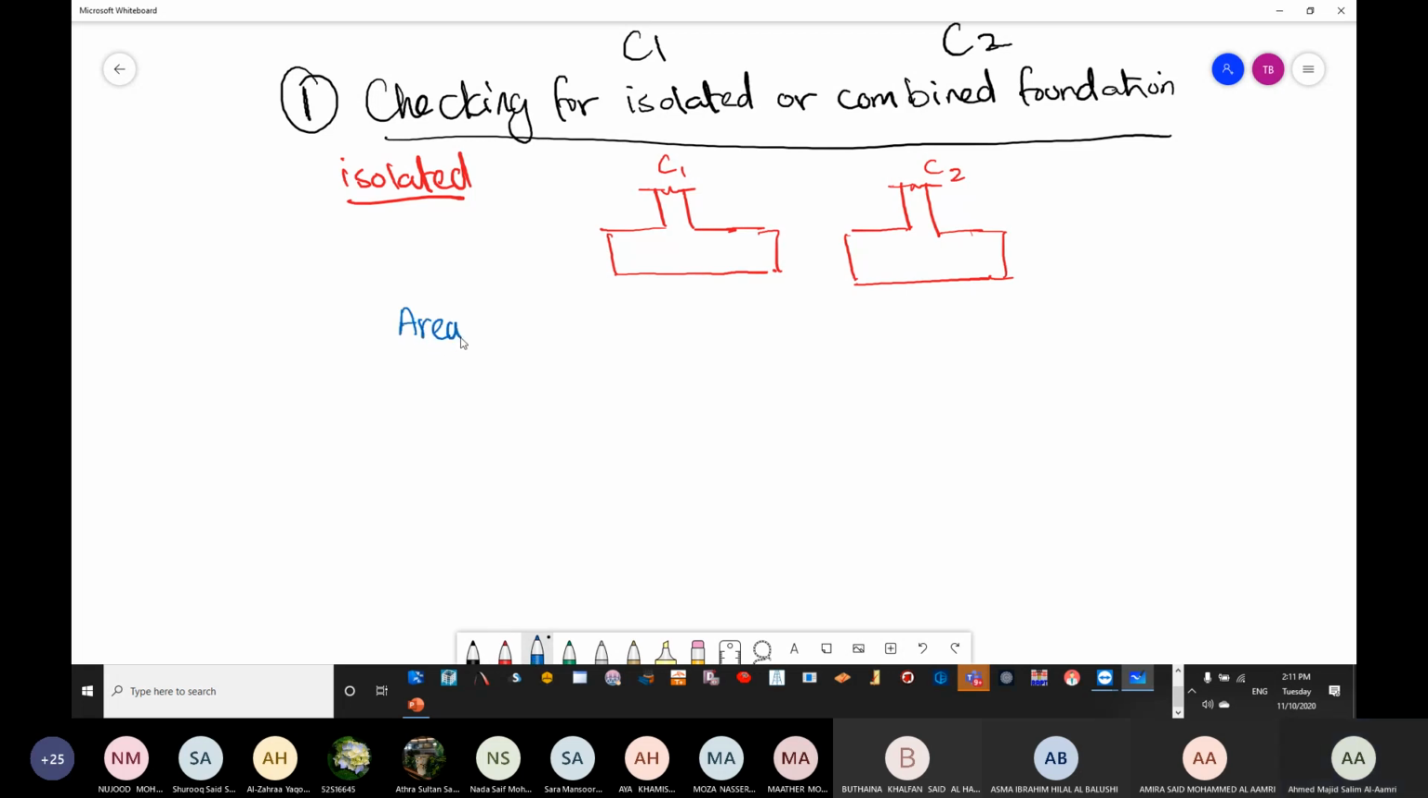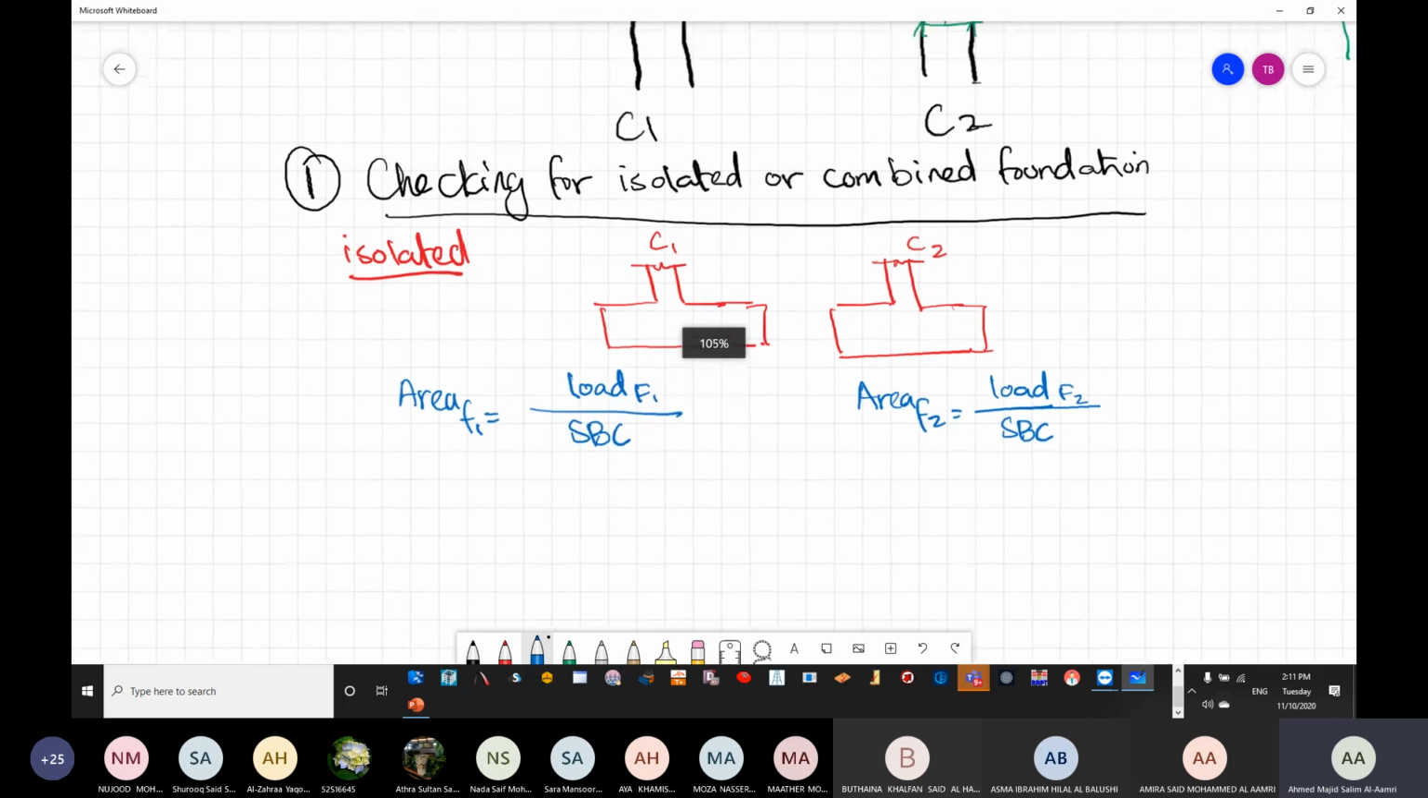So if we try to go and calculate, we can see that area for foundation number one, which is carrying column number one, is equal to, we have learned that it's equal to load divided by say bearing capacity. The same thing that we can do, area for foundation number two is going to equal to load divided by say bearing capacity. Now this load is for whatever foundation number one, and this load is whatever for foundation number two.